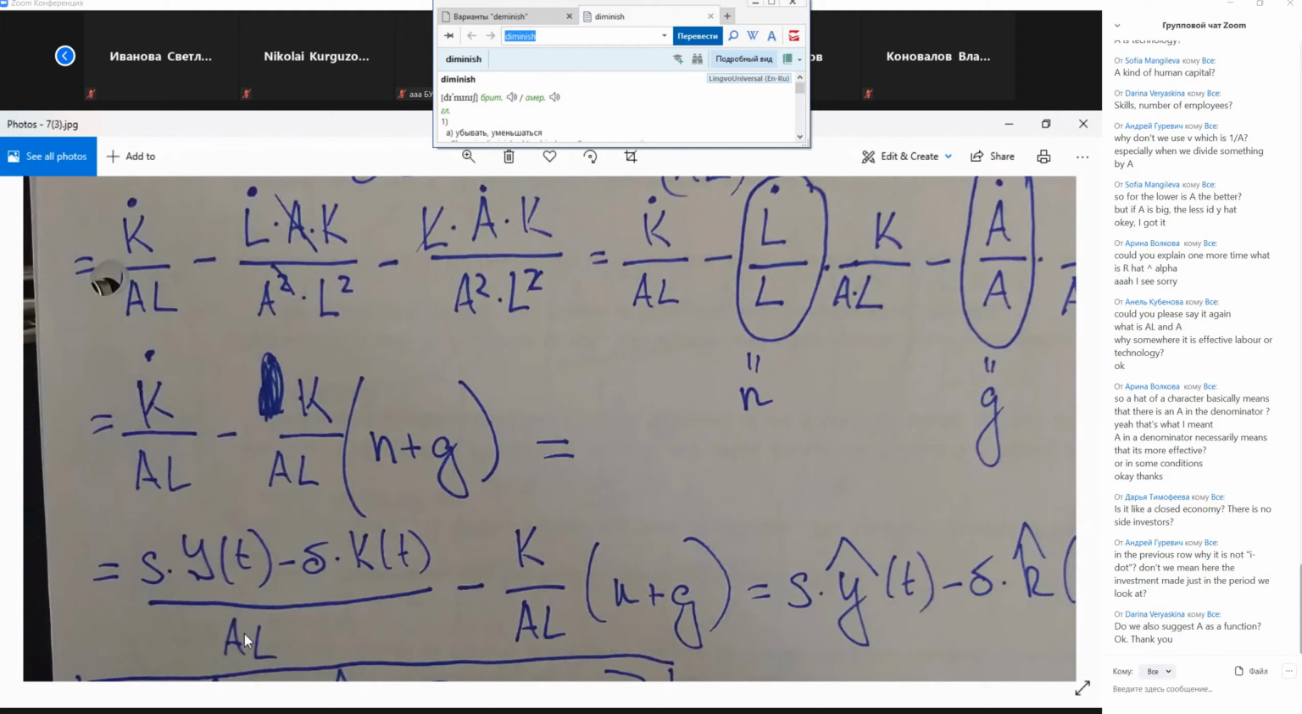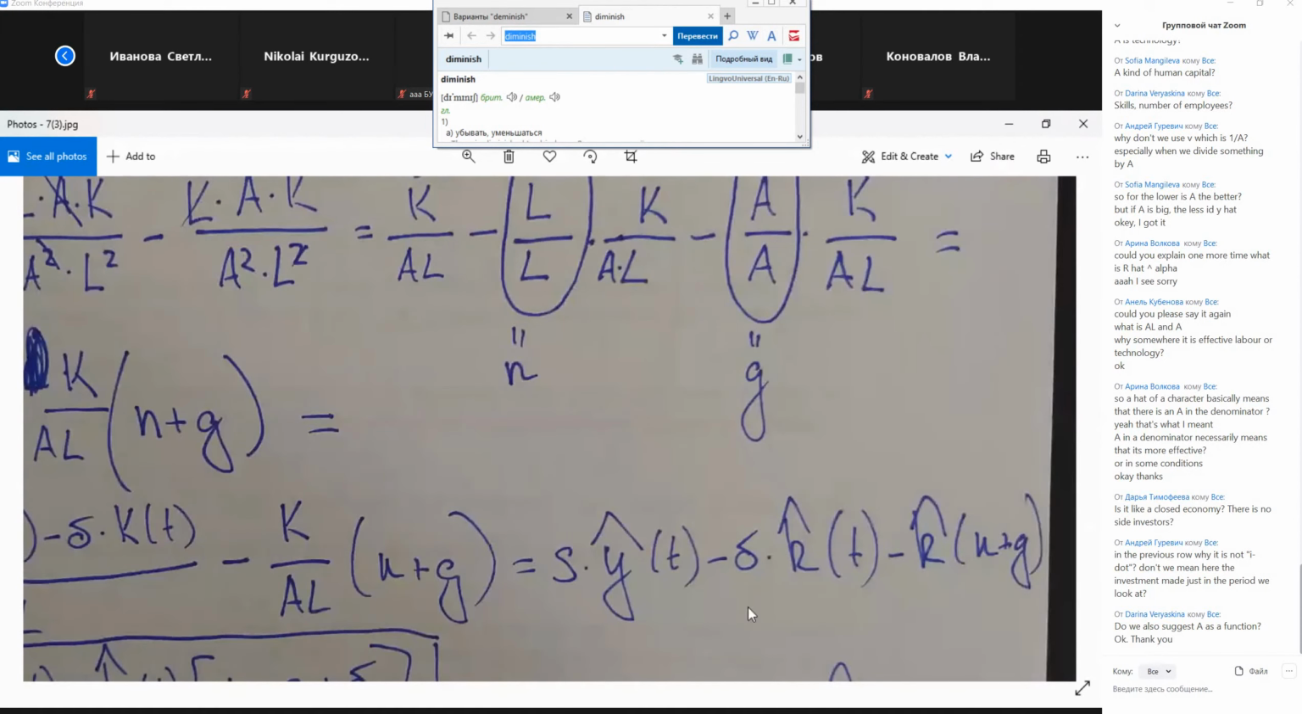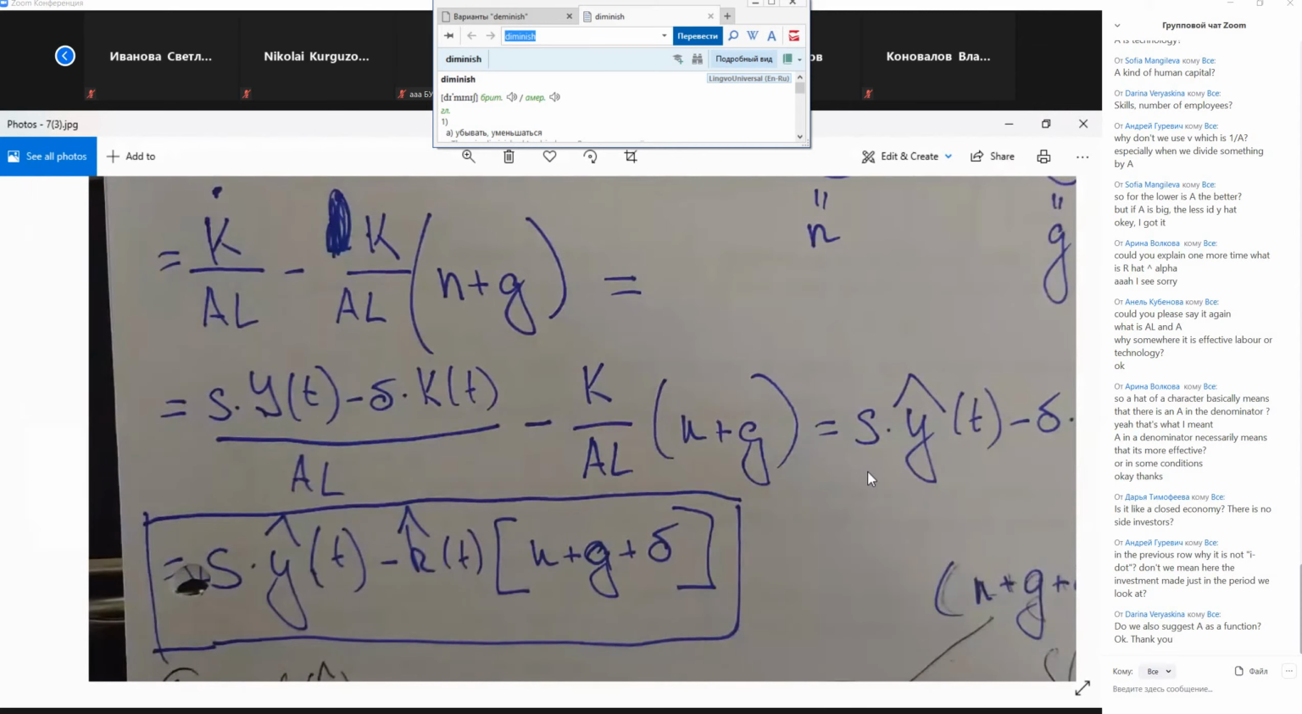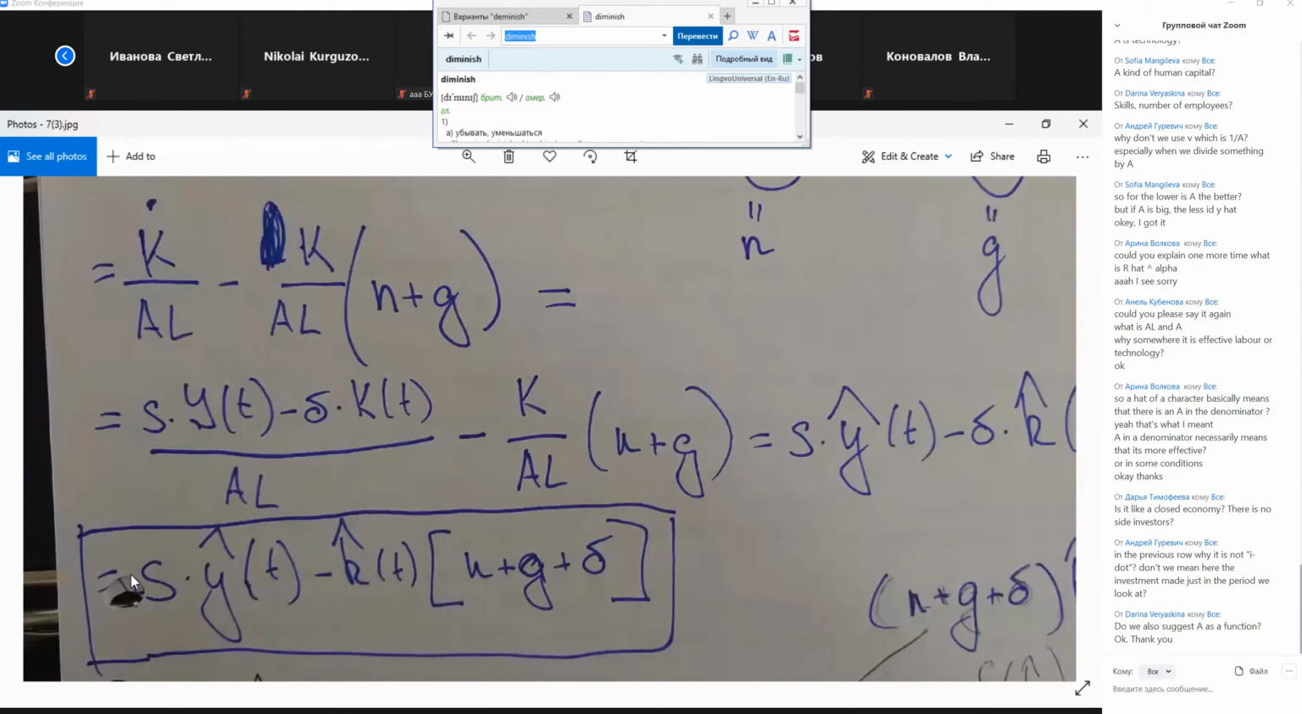So again, things we know. So here it's the same KL, it's like little k hat. Then we just write it in this form, and in the end, we get the fundamental equation of the Solow model. So basically, it's an equation that shows us in static terms how capital per unit effective labor evolves.